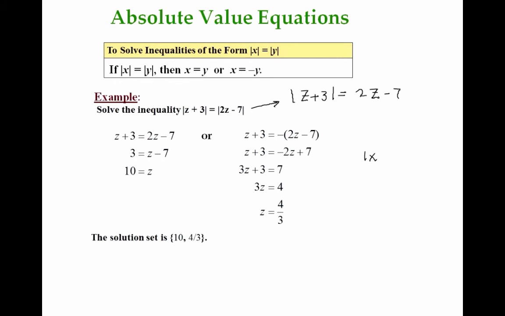Just like we had before, if I had absolute value of x is equal to a, we said x is equal to a or x equal to negative a. Once I have only one absolute value sign in front of one side, that's how you would proceed. So we do the same thing here. When I drop this absolute value sign on the right-hand side, I would get absolute value of x plus 3 is equal to either plus 2z minus 7 or minus 2z minus 7. And then you solve for z to get the solution.